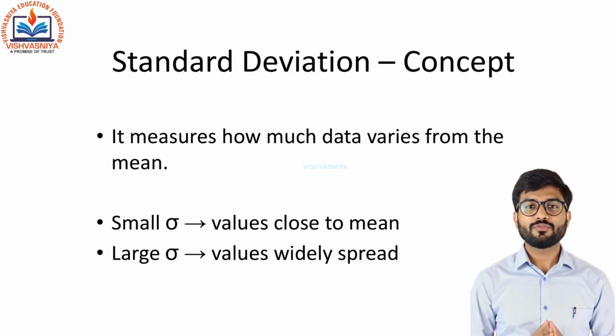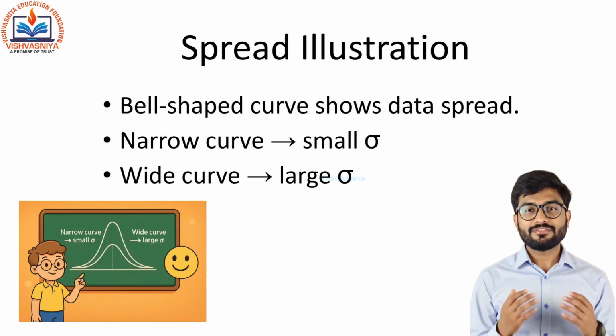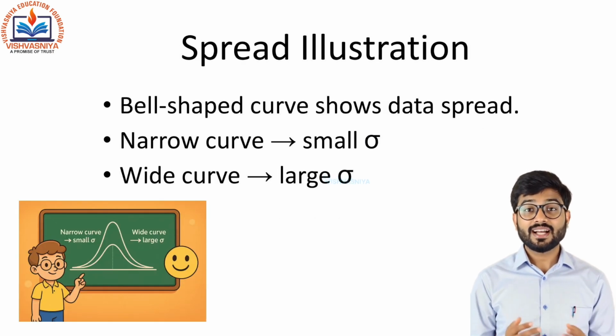Now let us move to standard deviation, denoted by sigma. It measures how much the values deviate from the mean. If sigma is small, the data values are close to the mean. If sigma is large, the data values are widely spread.